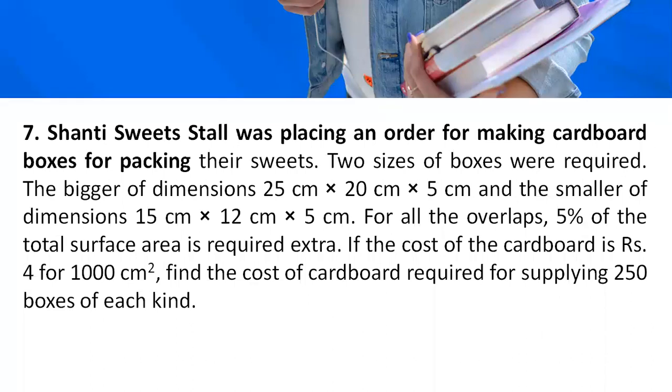Now, let us see the 7th problem. Shanti Sweet Shop was placing an order for making cardboard boxes for packing their sweets. 2 sizes of boxes were required. The bigger of dimensions 25 into 20 into 5 centimeters and the smaller of dimensions 15 into 12 into 5 centimeters. For all the overlaps, 5% of the total surface area is required extra. If the cost of the cardboard is rupees 4 for 1000 centimeter square, find the cost of the cardboard required for supplying 250 boxes of each kind.